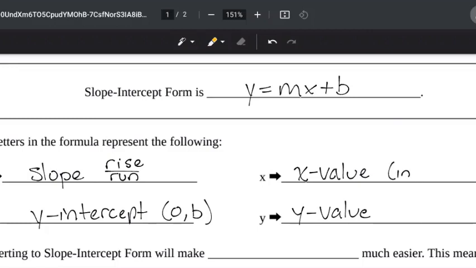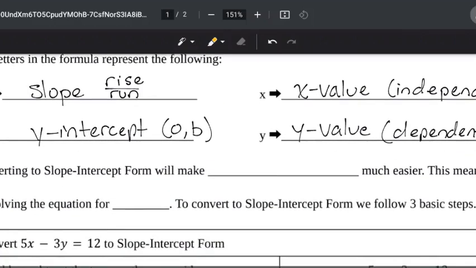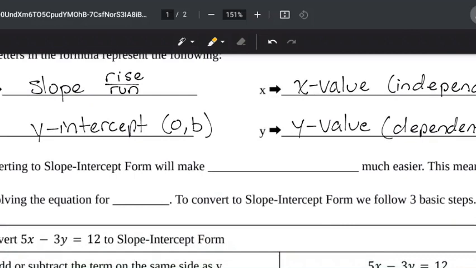Just for a little bit more information, the x value is our independent variable. And then the y value is our dependent variable.